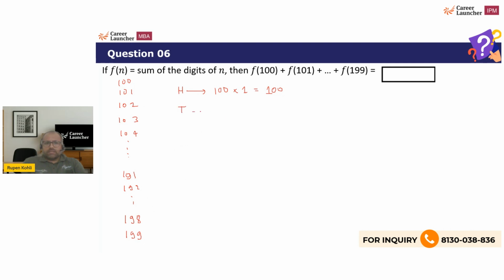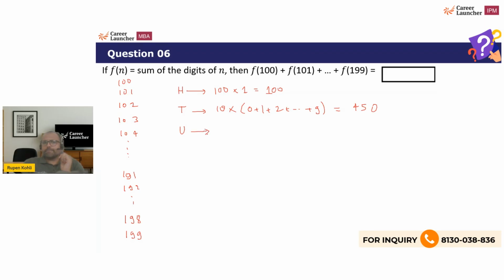Tens place digit: there will be 10 times a 0, from 100 to 109, then 10 times 1, 110 to 119, and so on. So now all the digits will appear, even 9 will appear 10 times from 190 to 199. So 10 times of 0 plus 1 plus 2 plus 3 up to 9. The sum of 0 to 9 is 45, so this is 450.